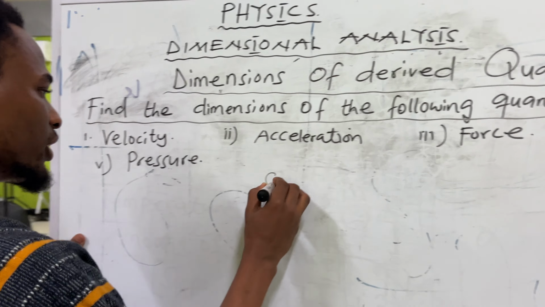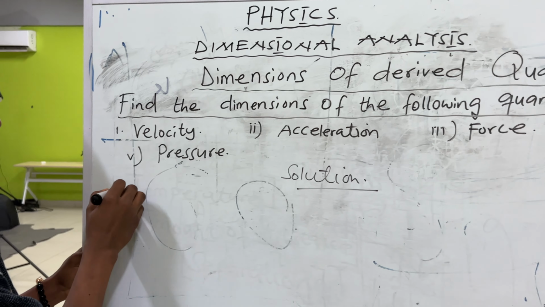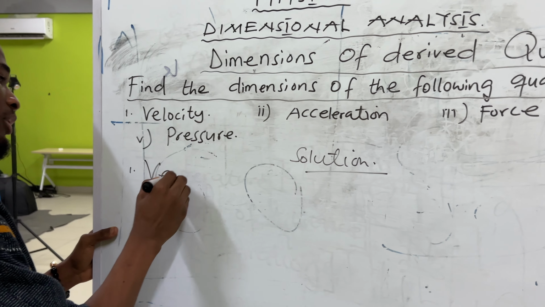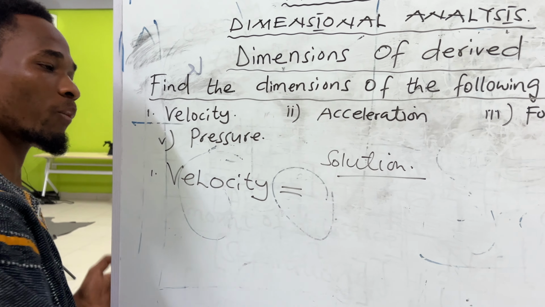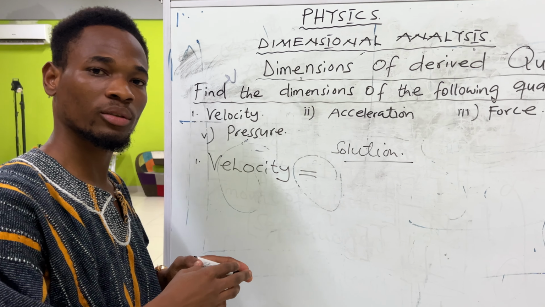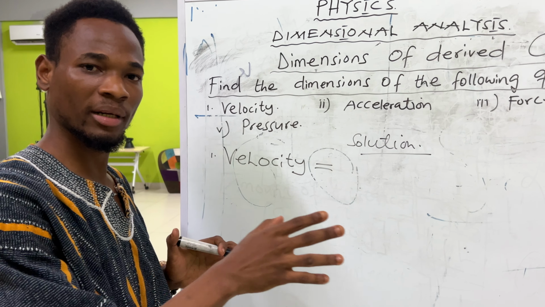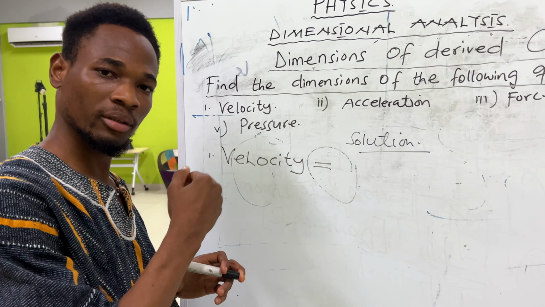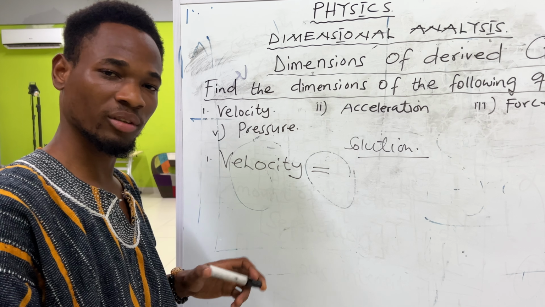Solution. We have velocity. We learned that for such quantities, you have to write the quantity and express it mathematically. Then the next thing to do is just take dimensions on both sides, and that's all.